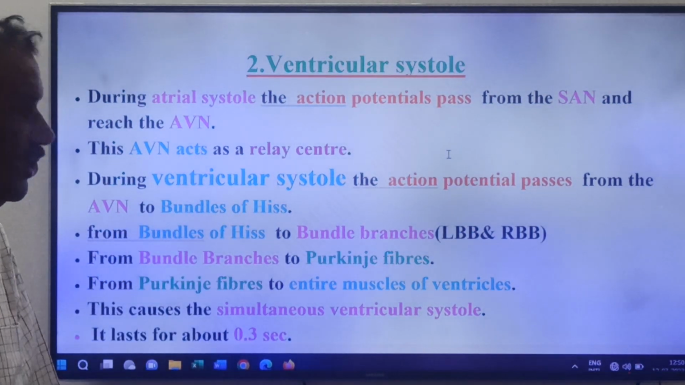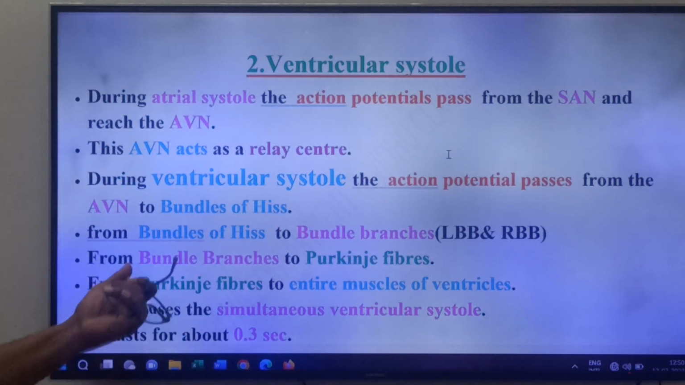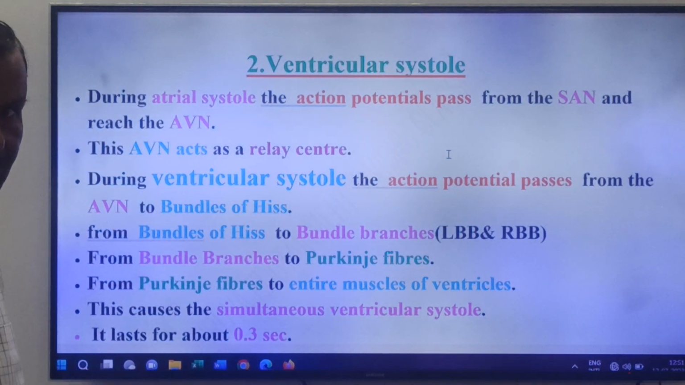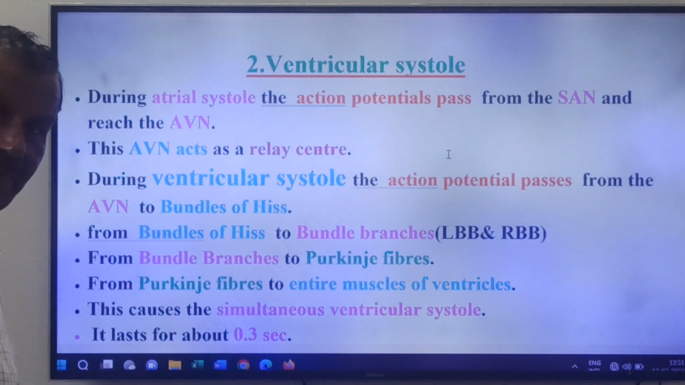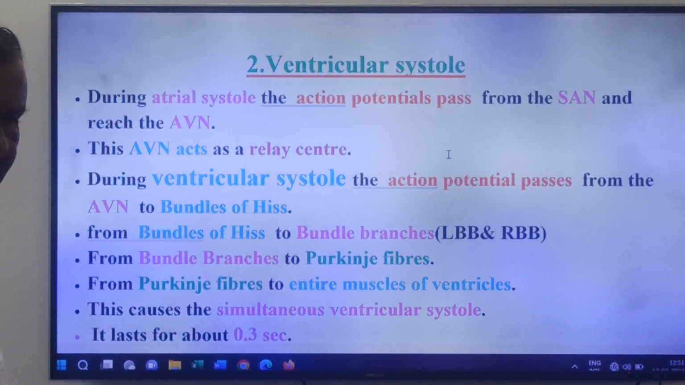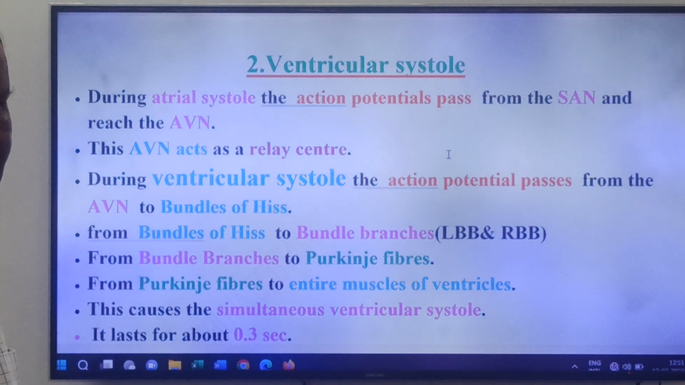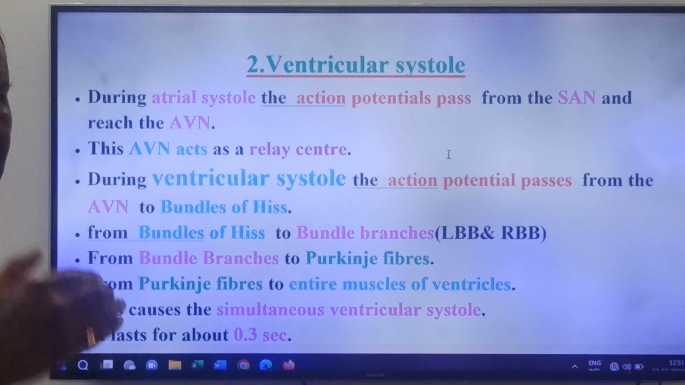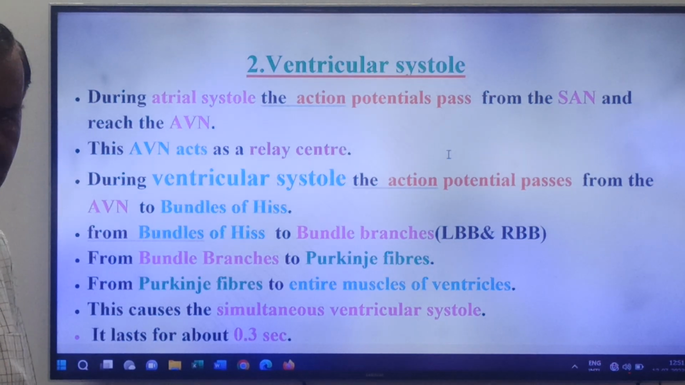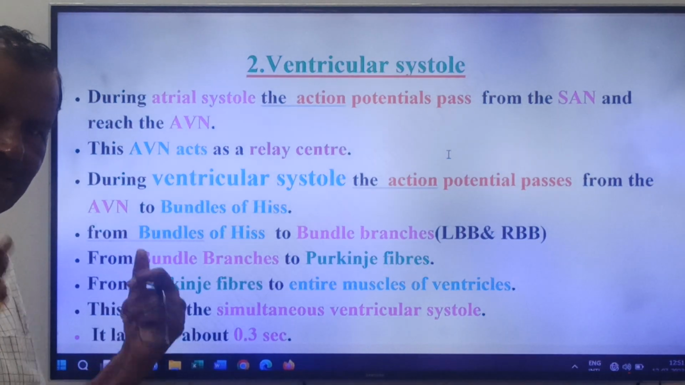So during ventricular systole, the action potential passes from the AVN to the bundle of His, from the bundle of His to the bundle branches. We have two bundle branches, friends, the left bundle branch and the right bundle branch. From the bundle branches to the Purkinje fibers, and from the Purkinje fibers to the entire muscles of the ventricles. So this is the flow of the action potential from the AVN to the bundle of His, to the bundle branches, to the Purkinje fibers, to the muscles of the ventricles.